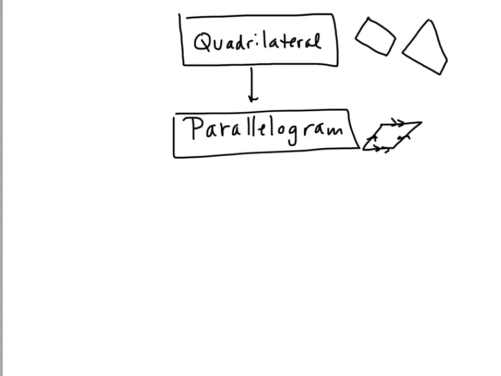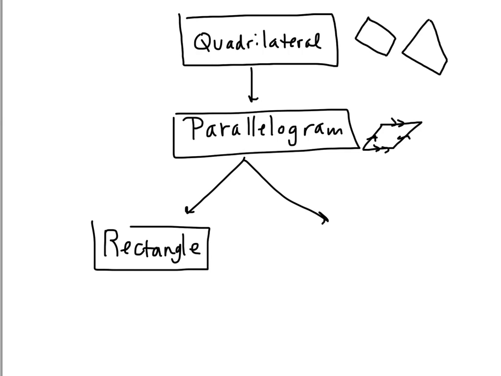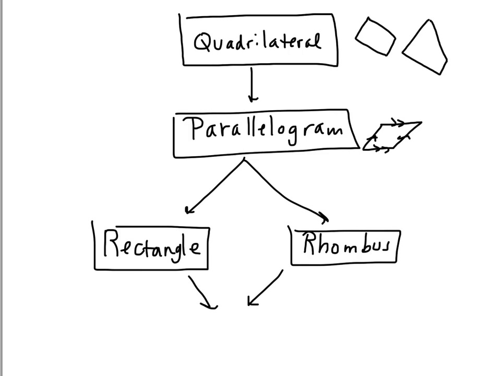Now, from parallelogram, we can make two specific types of parallelograms. We can go in the direction of a rectangle, or we can go in the direction of a rhombus. So if a shape is a rhombus, then it has to be a parallelogram. Finally, if you take all the characteristics of a rectangle and combine it with the characteristics of a rhombus, you create a square. So a square is always a rectangle. It's also always a rhombus. A square is also always a parallelogram.